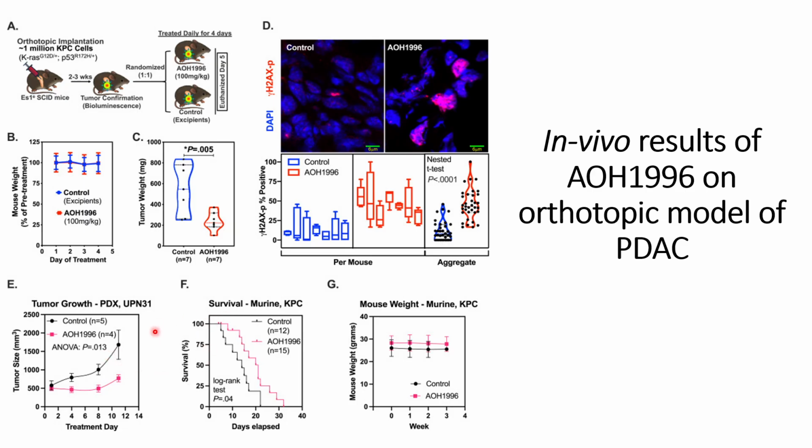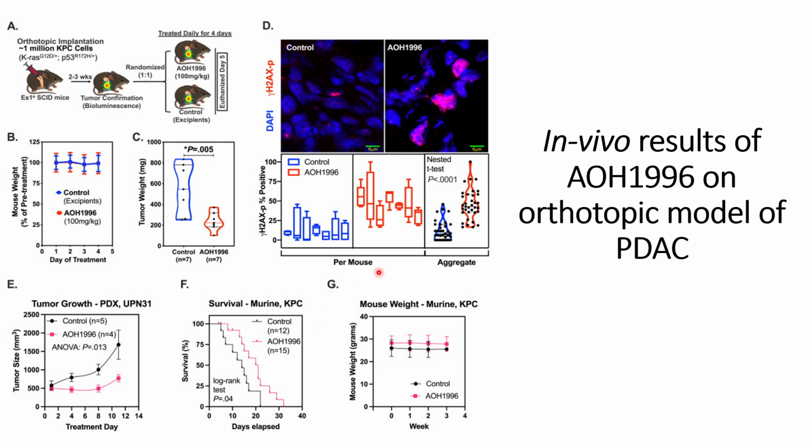They also wanted to check the impact of AOH1996 on the survival of the mice that are infected with these tumor cells. So they did their studies on the murine KPC injected mice, and here they are able to see that the survival rate for the mice injected with AOH1996 is significantly higher compared to the control case where they do not inject AOH1996, as we can see the p-value is less than 0.05 using the log rank test.